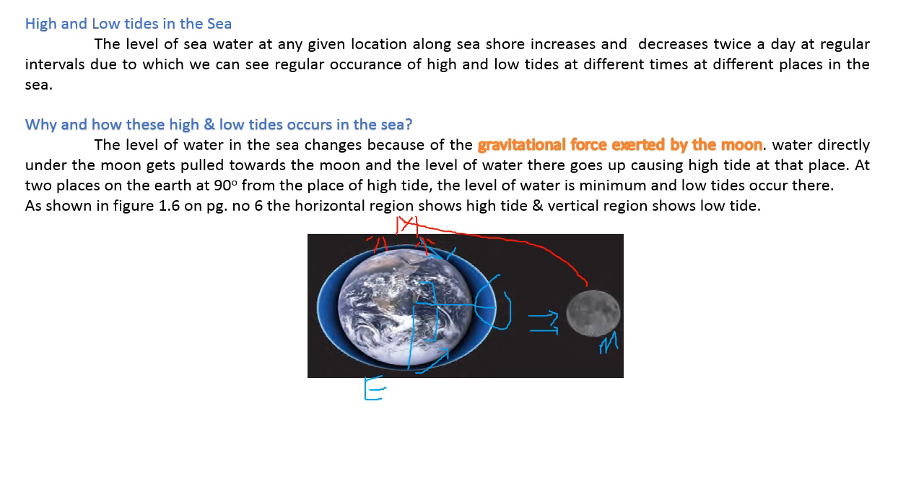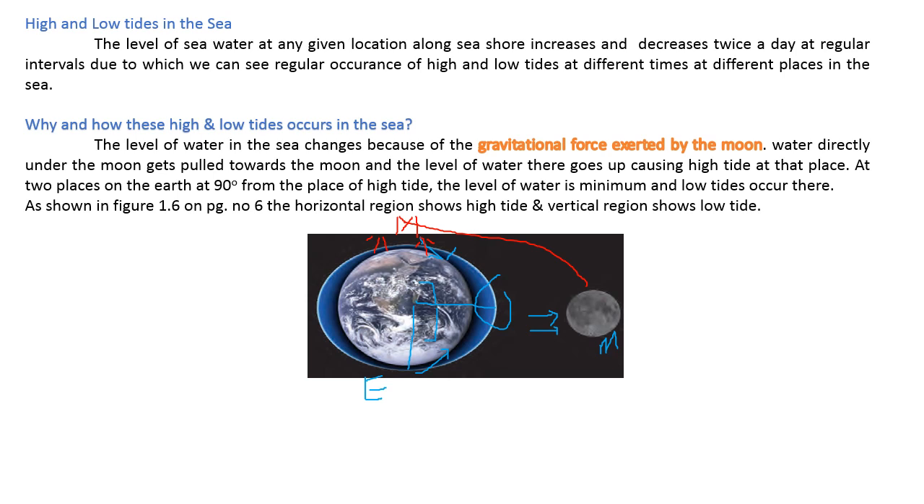Is it clear? Again, when the moon is on the left side, what happens? Same thing you have seen in the picture. Again, when the moon is at the bottom here, you can see the high tides above and down, and left and right again there will be low tides. I hope you have understood.